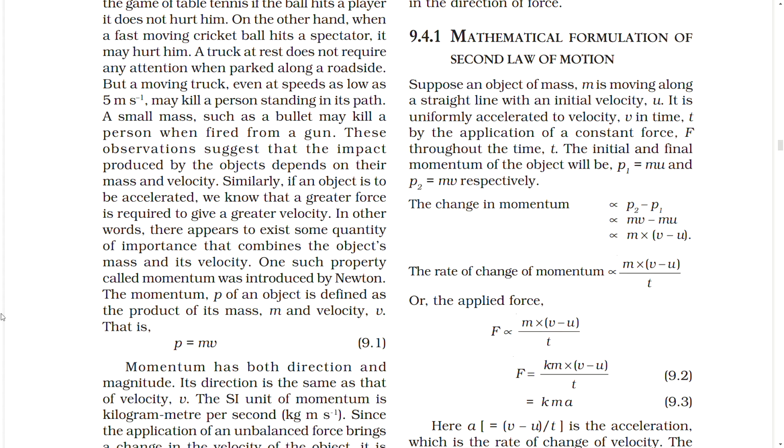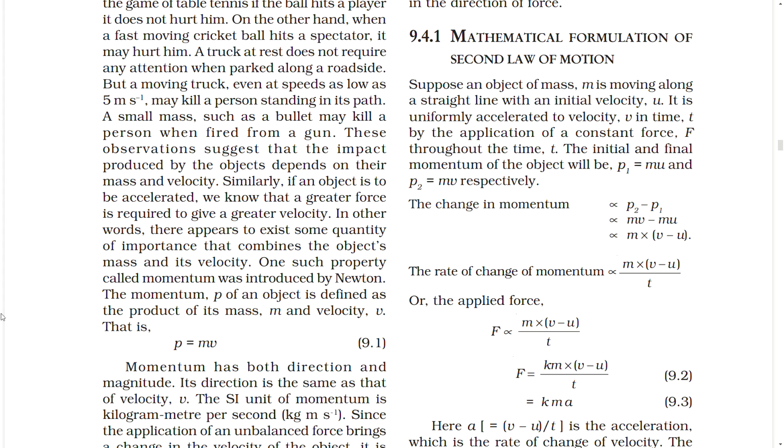9.4.1 Mathematical formulation of second law of motion. Suppose an object of mass m is moving along a straight line with an initial velocity u. It is uniformly accelerated to velocity v in time t by the application of a constant force F throughout the time t. The initial and final momentum of the object will be p1 equal to mu and p2 equal to mv respectively. The change in momentum is proportional to p2 minus p1, proportional to mv minus mu, proportional to m into (v minus u).